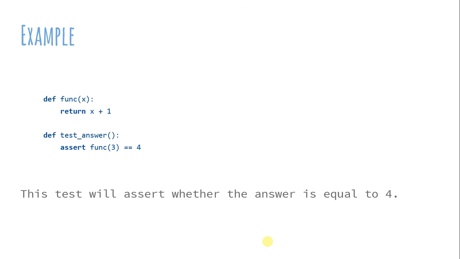Now let's look at a basic example on how to run tests using Pytest. So we have defined a function func of x which returns the value x plus 1. Now to test this function, we have defined another function test_answer. In the test function, we have written an assert statement which checks if the func of 3 equals 4. The test will pass if the assert statement evaluates to true and it will fail otherwise.